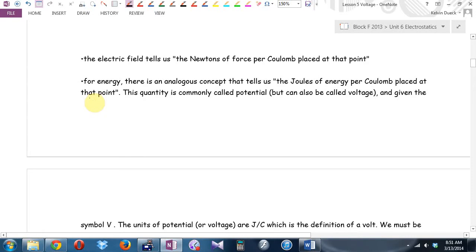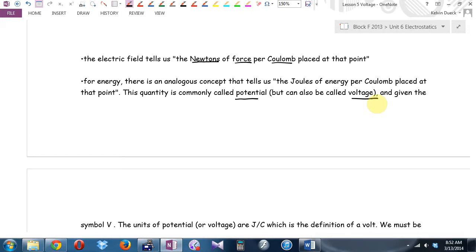The electric field tells us the newtons of force per coulomb at that location. And it turns out for energy, there's a similar and analogous concept. It tells us how many joules of energy each coulomb possesses at that location. Electric field tells us how many newtons of force each coulomb will feel at that location. Potential, also called voltage, tells us how many joules of energy each coulomb has at that location.